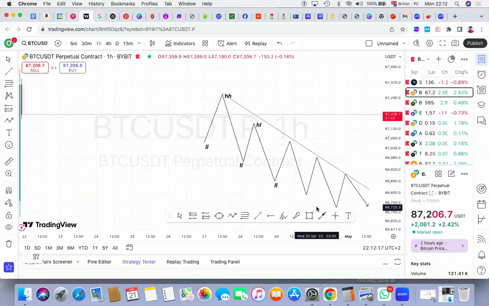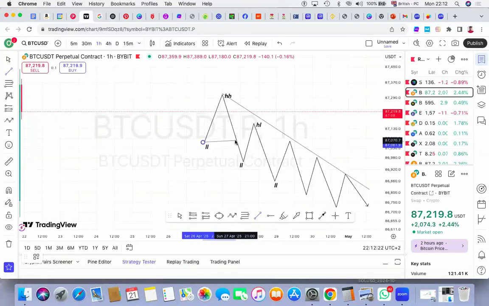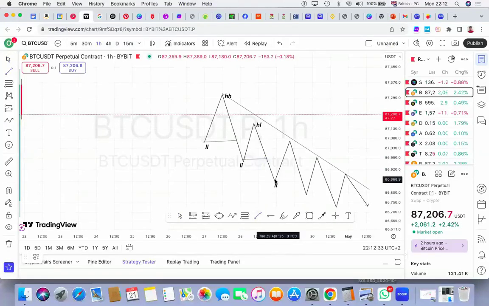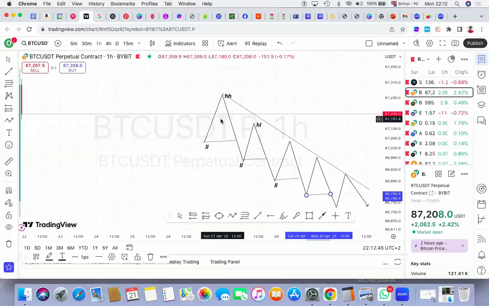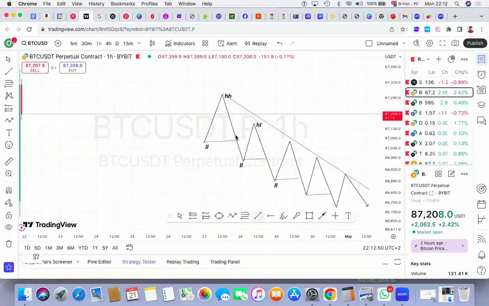So why do we say it's a low? Because, one, this low here is lower than this one, and this low here also is lower, and this low here also is lower. And you can see that there is also a high here, but this high here is lower.